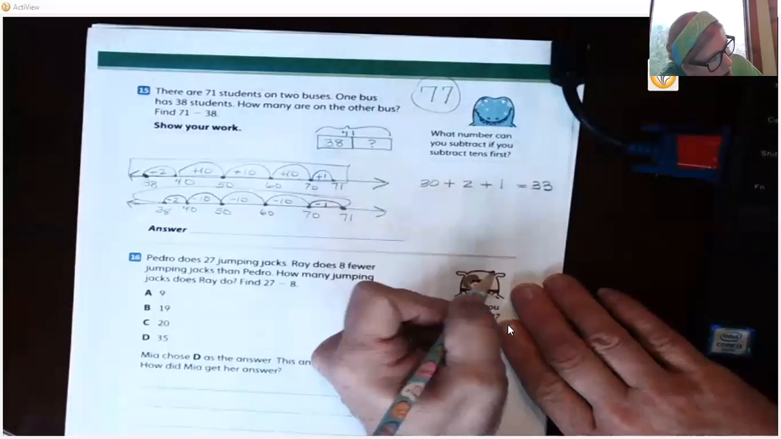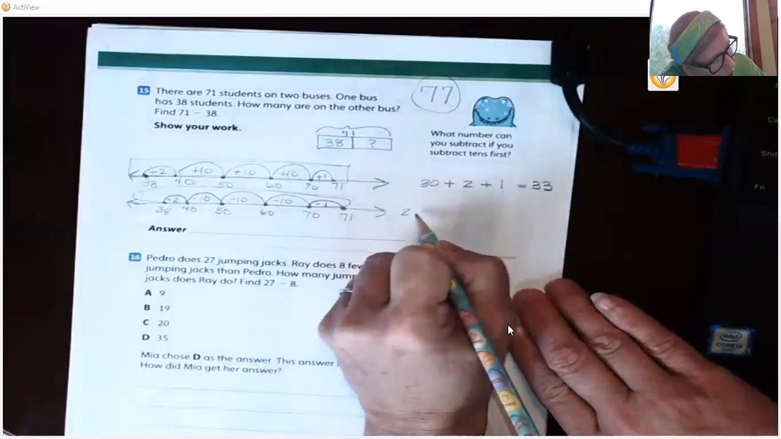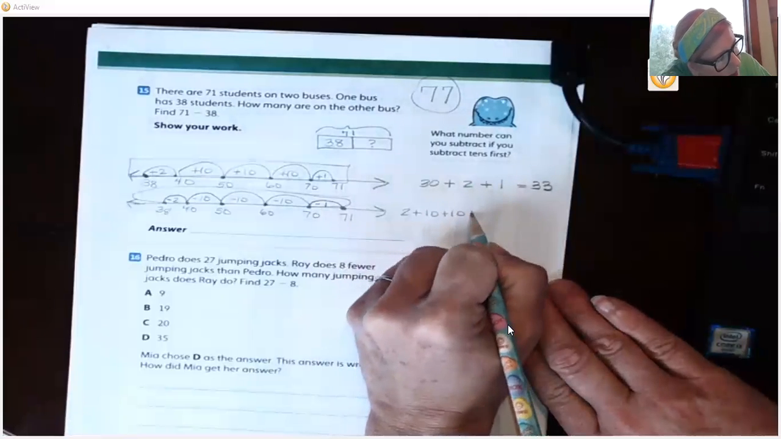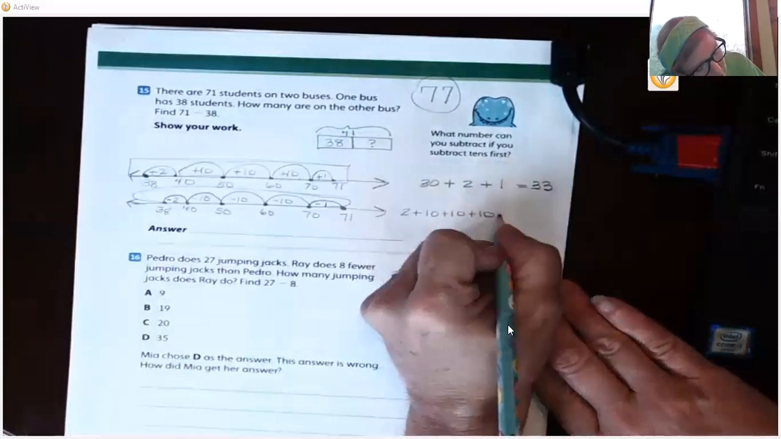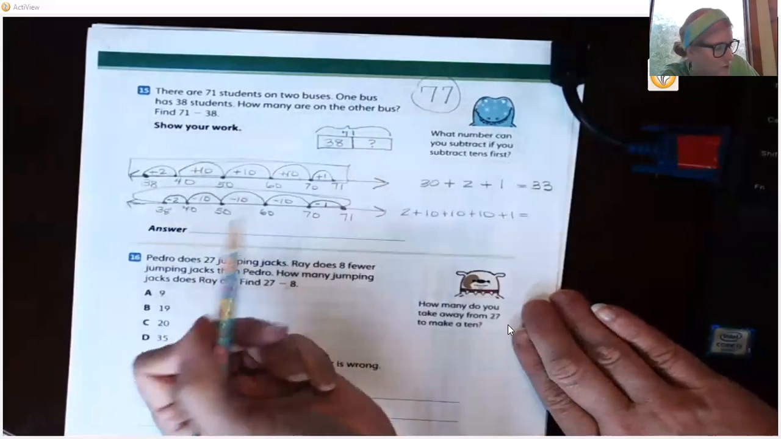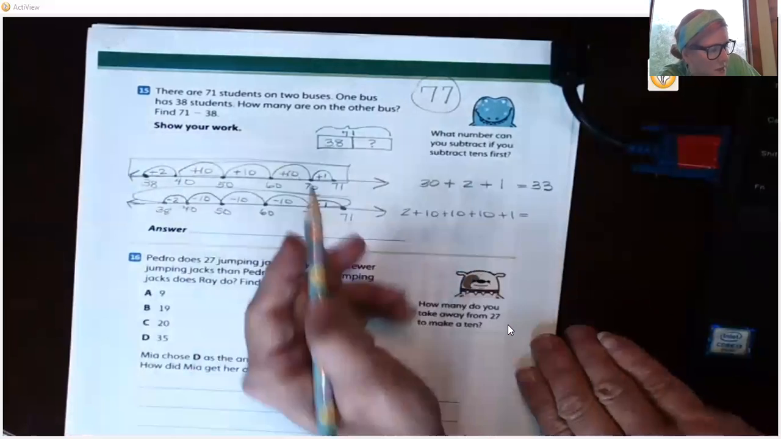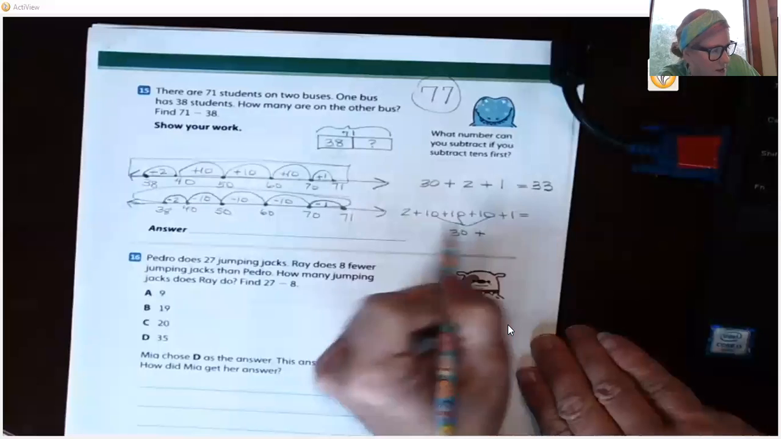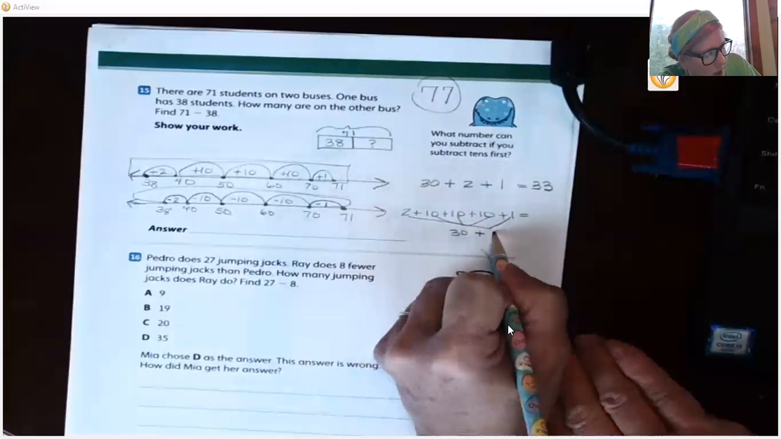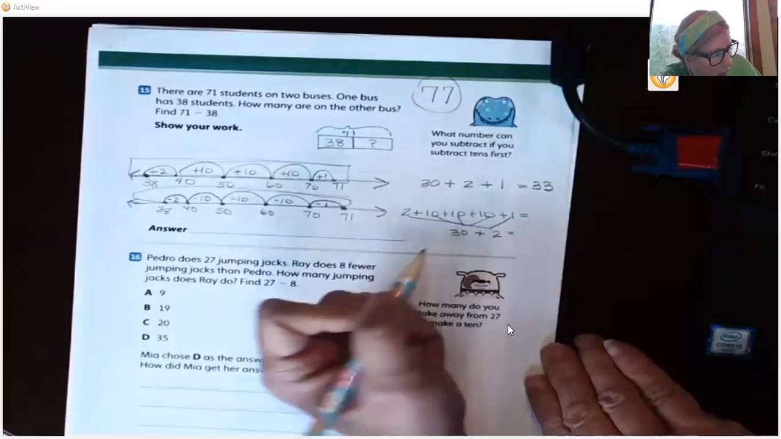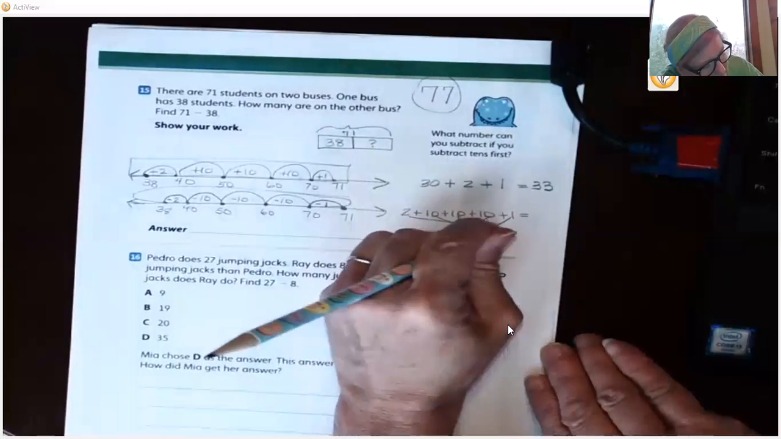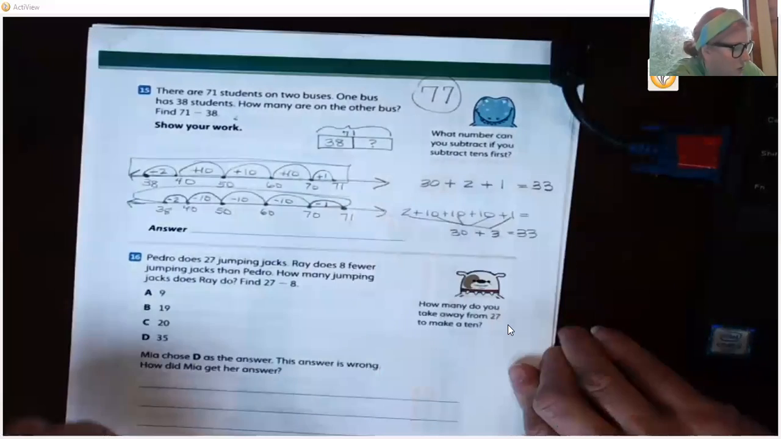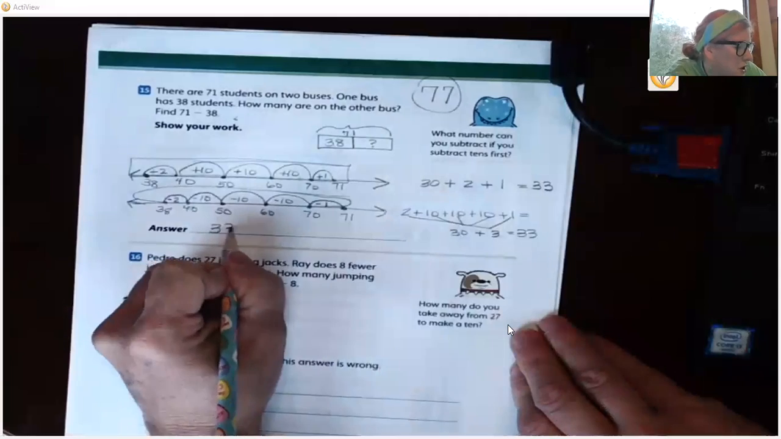So we're going to add these up. I'll just do it straight in order this time. 2 plus 10 plus 10 plus 10 plus 1 equals, I have 10 plus 10 plus 10. I kind of like to do 30 plus, then you do the 2 and the 1. 2 plus 1 equals 3, equals 33. Boom. So your answer in both cases is 33.